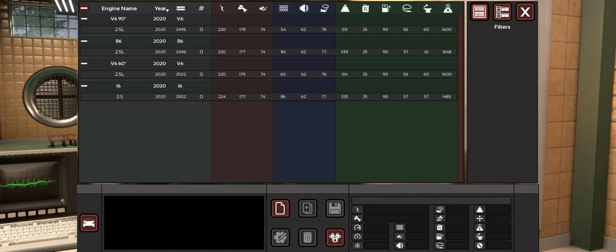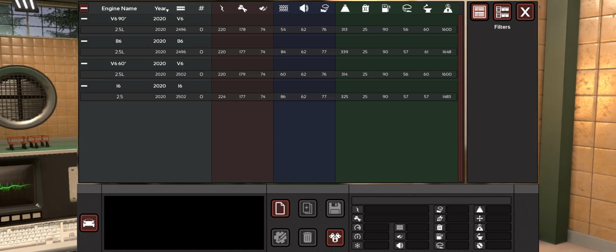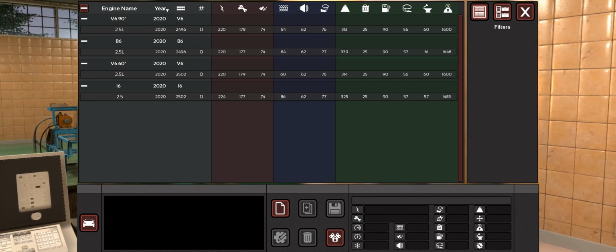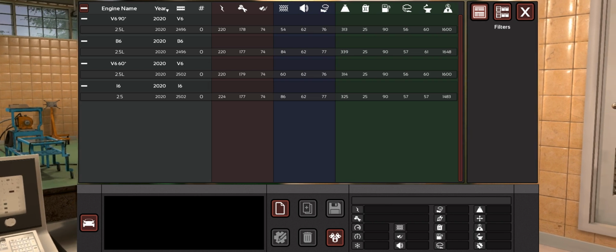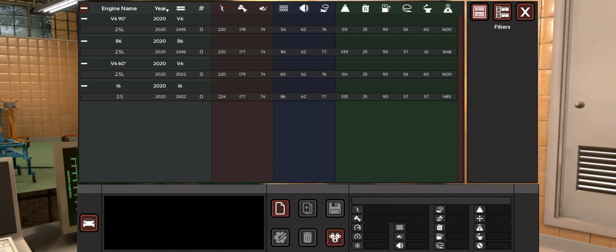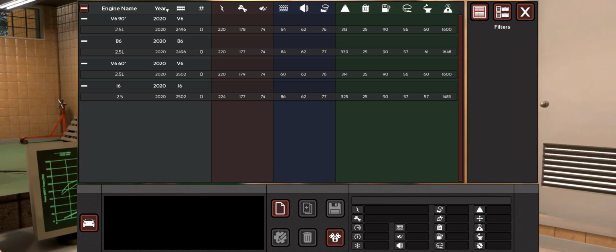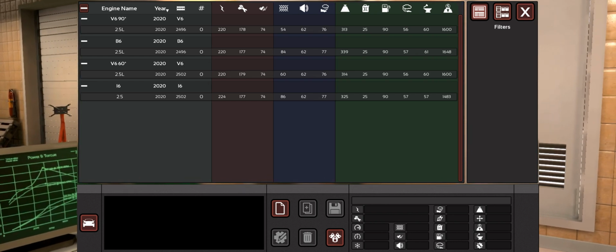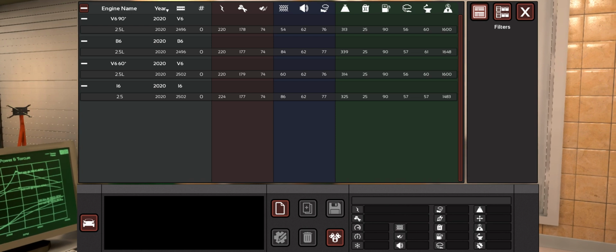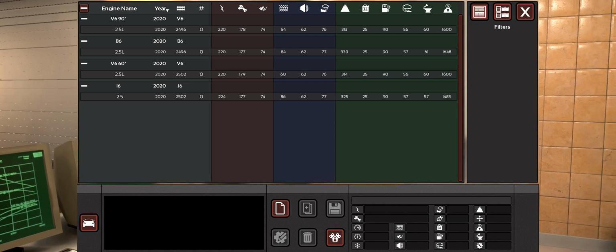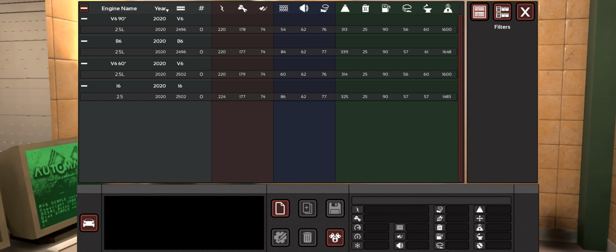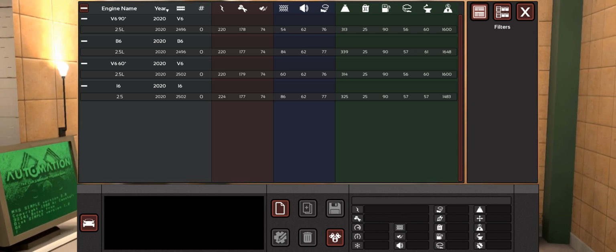Hello everybody, I'm playing some Automation right now, and I'm going to talk to you guys about what kind of engine configuration you should be using in your cars. There are four basic engine configurations that you can use for the same cylinder count. In this case, I chose 6 cylinders because it's the only cylinder count available with every single engine type. So with a 6-cylinder engine, you get 4 options.